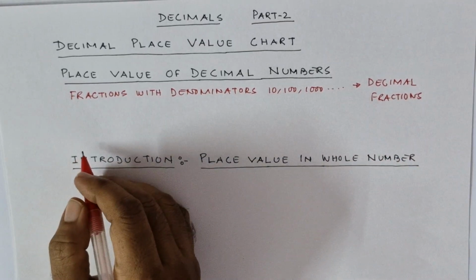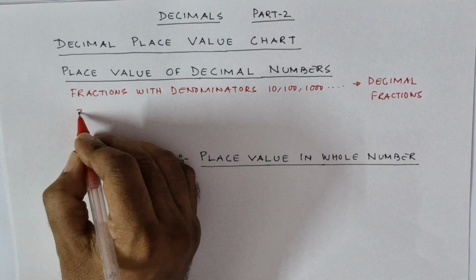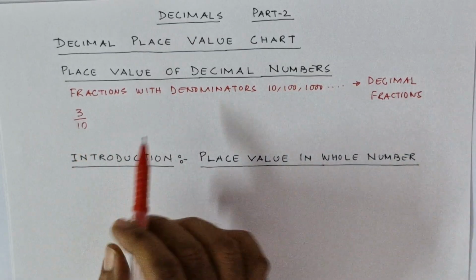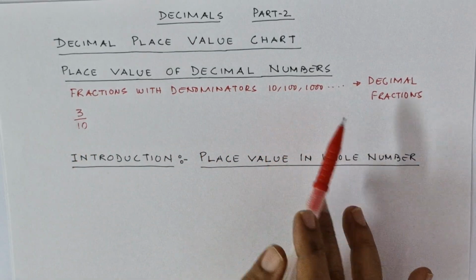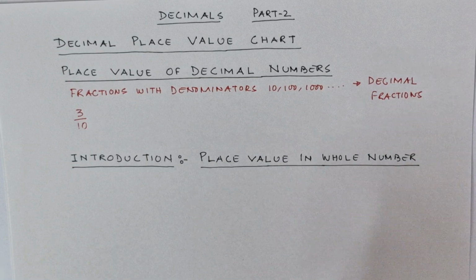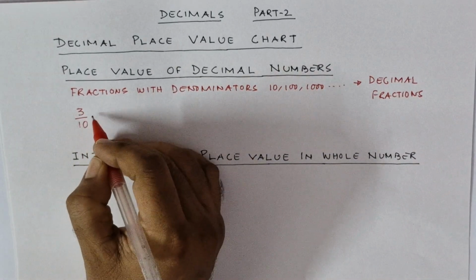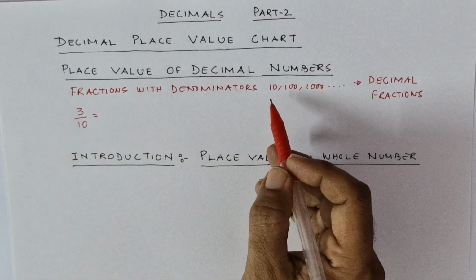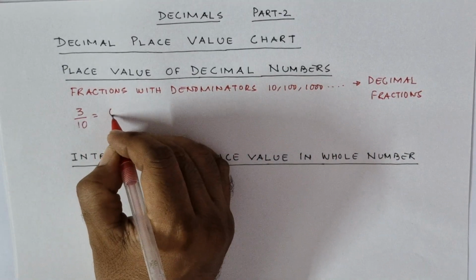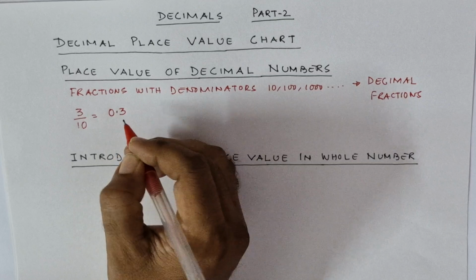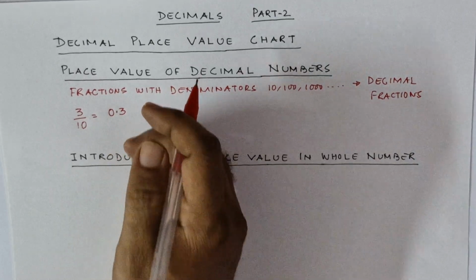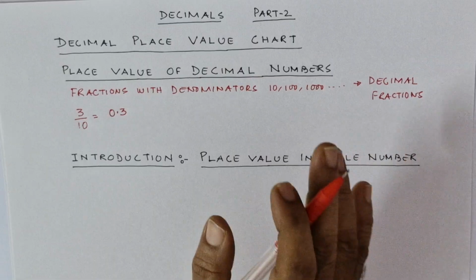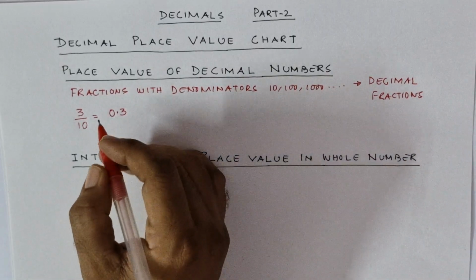Now, let's see a few examples of what we mean by that. See, 3 by 10, right? So fractions with denominators 10, 100, 1000 and so on are decimal fractions. So 3 by 10 is a fraction. What kind of fraction? Denominator 10. So we can write this as 0.3. Now how? Just remember a trick. We'll learn it in a more vivid way in the later parts of this decimal series.